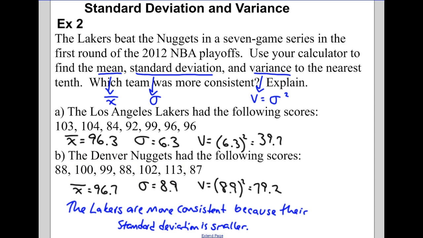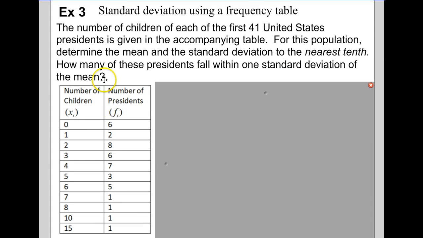Okay? Next question comes from a Regents exam. It's a very good question. It's not up to date with all the presidents of the United States, but this was a question that came up on the Regents. A standard deviation using a frequency table. So it says, this is a frequency table showing the number of children that each of the first 41 U.S. presidents had. And it wants us to find the mean and standard deviation, which we'll do with the calculator, and say how many of these presidents fall within one standard deviation of the mean.